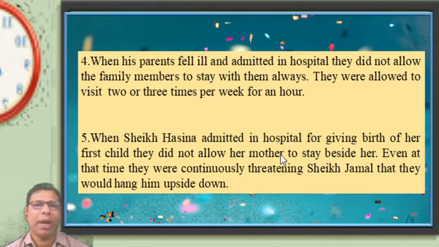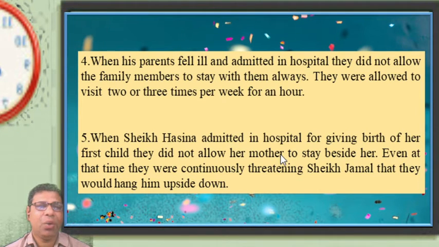When his parents fell ill and were admitted to hospital, they didn't allow the family members to stay with them always. They were allowed to visit 2 or 3 times per week, for an hour. When Sheikh Hasina was admitted to hospital to give birth to her first child, they didn't allow her mother to stay beside her. Even at that time, they were continuously threatening Sheikh Jamal.